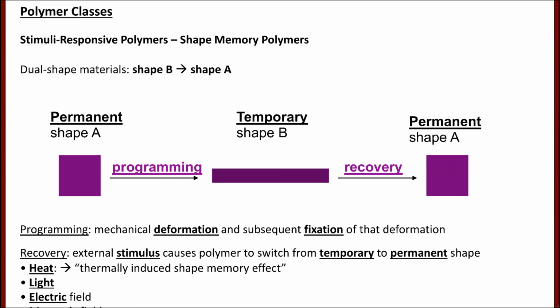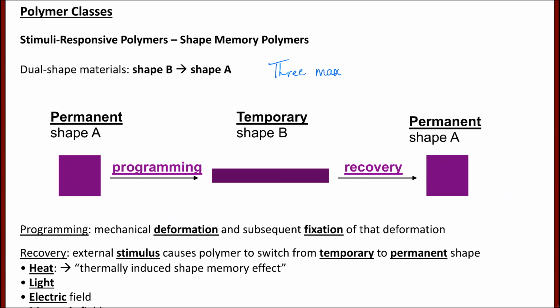So for stimuli responsive polymers, the shape memory polymers in particular, these are kind of dual shape materials. So they'll have shape B go into shape A. Actually, you can get kind of 3 transitions if you want, but that's normally the maximum number of transitions, so you can have 3 different shapes in there. But the idea is that you have this permanent shape, you program it into a temporary shape, which is shape B, and then you'll apply some heat, and then it will go back to its permanent shape A again.